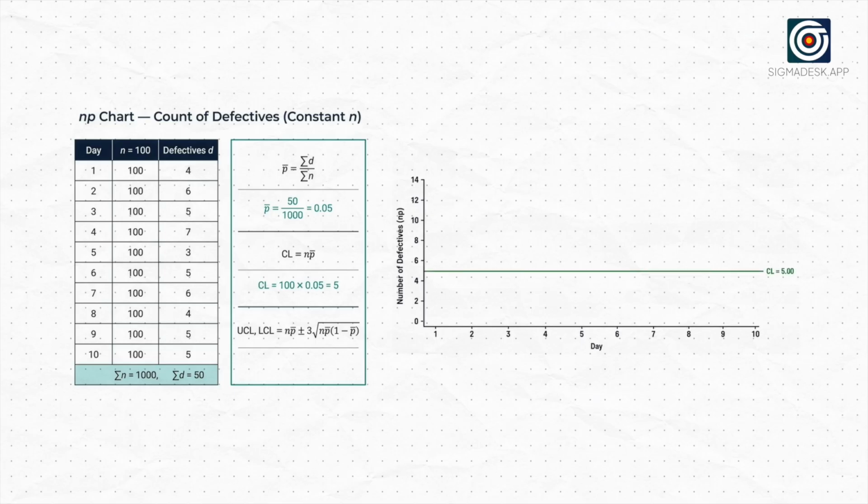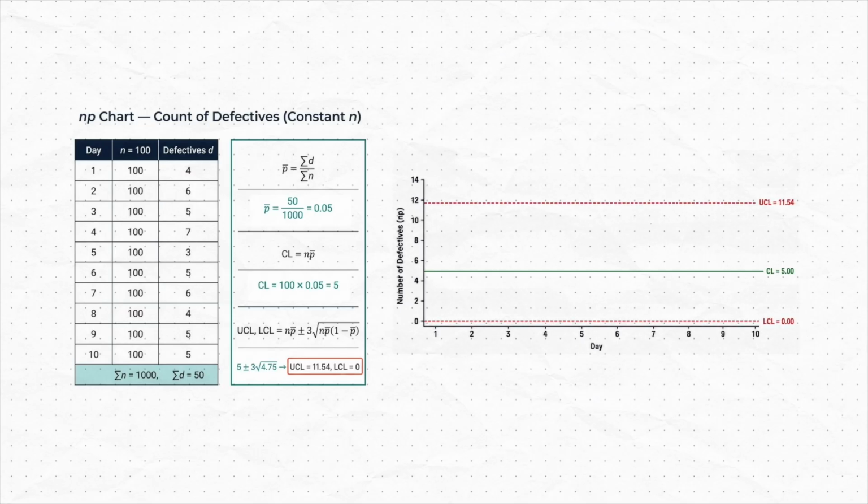Now the control limits. The formula is NP-bar plus or minus 3 times the square root of NP-bar times 1 minus P-bar. Plugging in our numbers, that is 5 plus or minus 3 times the square root of 4.75. So the upper control limit is 11.54 and the lower control limit comes out negative. A count cannot be negative, so we set the lower limit to 0.